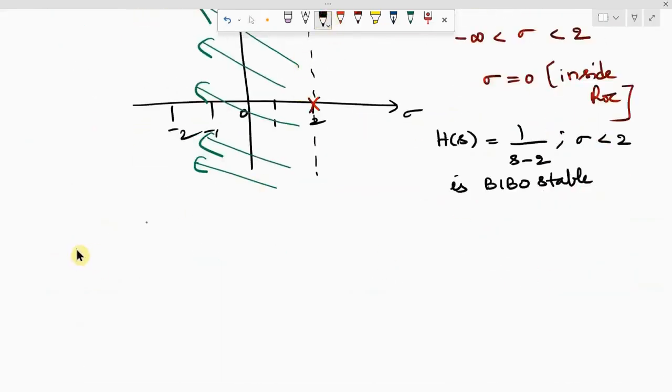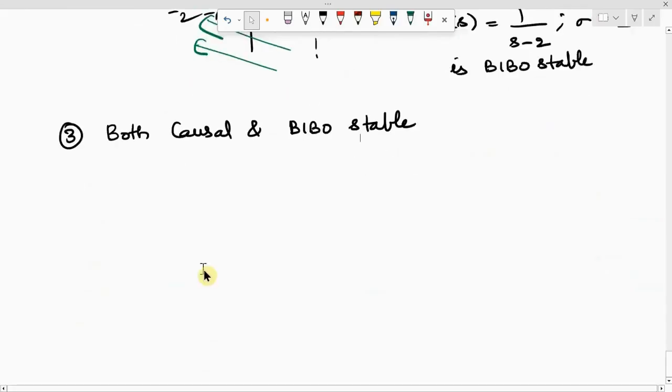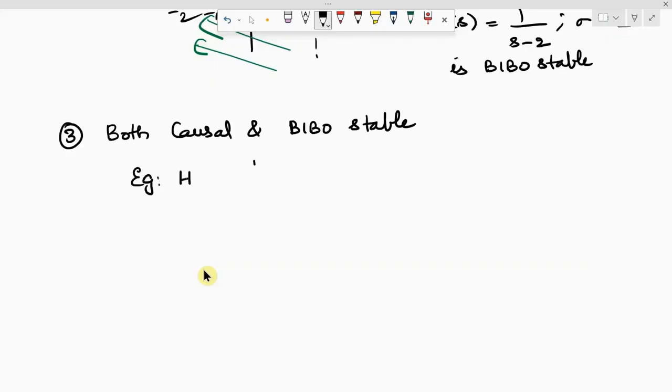Shall I go for the last case? Yes, sir. The last case is both causal and BIBO stable. I will directly explain this based on an example. It will be very easy for you to understand. Now I am representing H of s as s by s plus 1 times s plus 3.